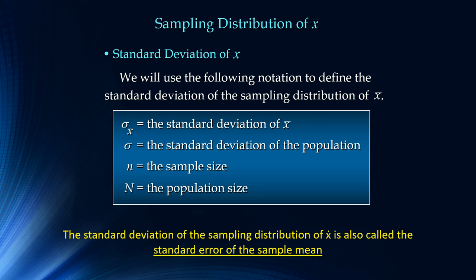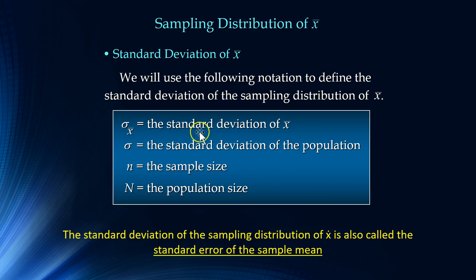All right, so our standard deviation of X, again, we'll use the following notation here. Our sigma X bar is the standard deviation of X. The sigma is the standard deviation of the population. The little n is our sample size, and big N is our population size.